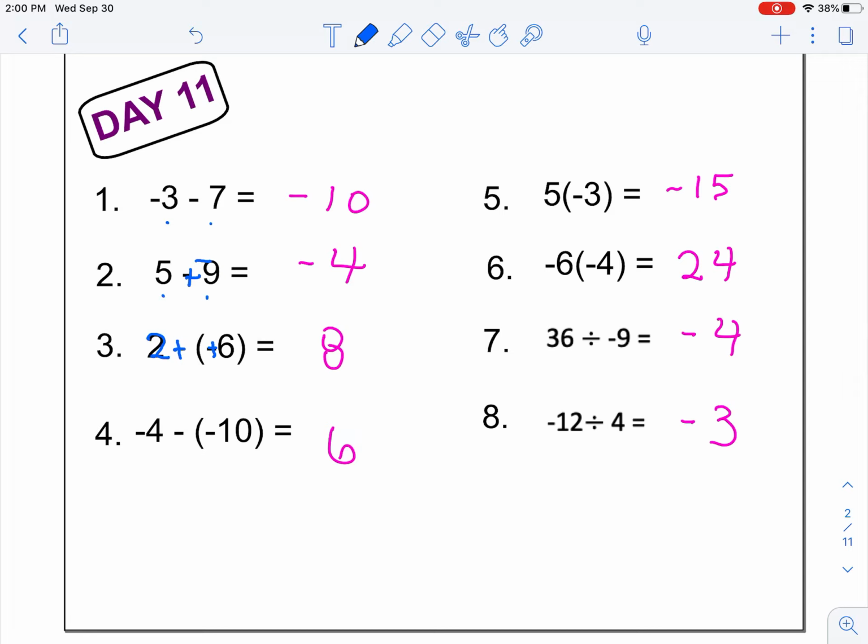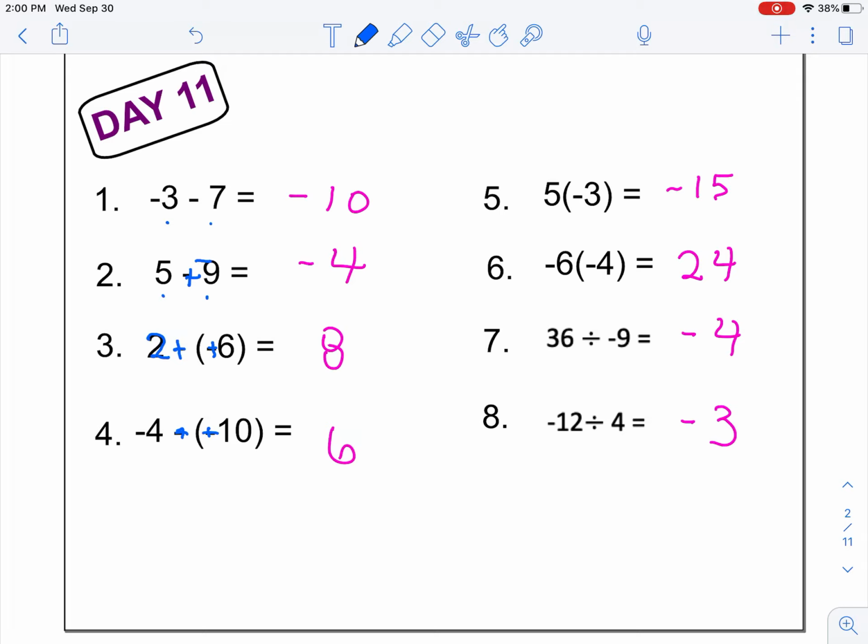Question number 4, you're taking away a loss of 10. So again, add the opposite, which now gives you -4 plus 10 is +6. Again, think about it. You owed your parents $4. Now you're adding $10, and so after you pay them back, you have 6. There's lots of different models to think of.